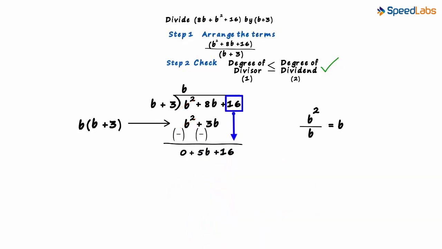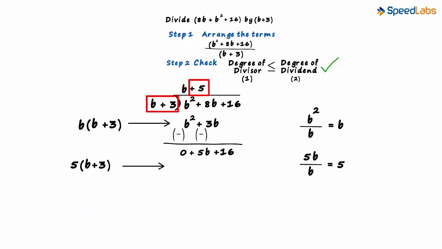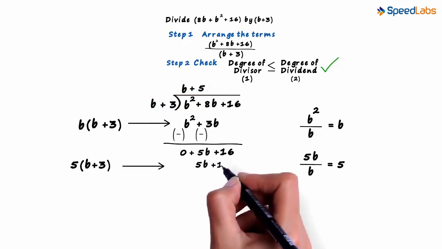We follow the same procedure. First term divided by the first term. 5b divided by b, which is 5. This becomes the second term of the quotient. The next step is important. We write the product of 5 and b plus 3 here, not b plus 5 times b plus 3. That equals 5b plus 15.